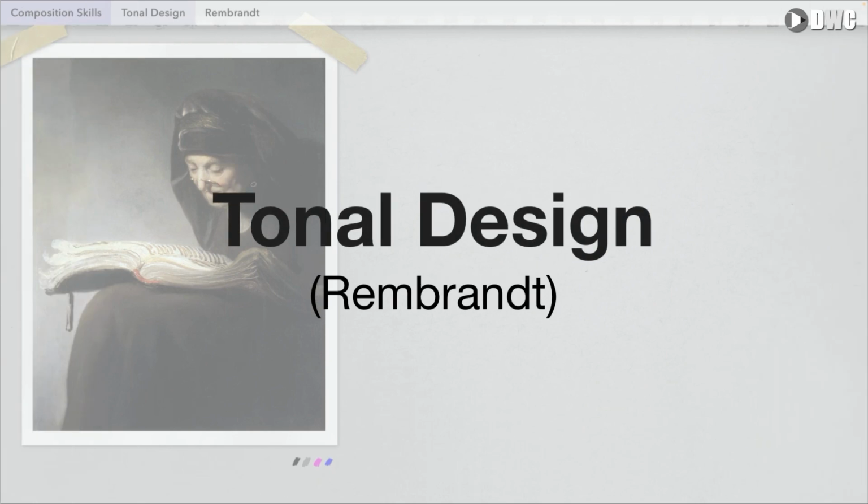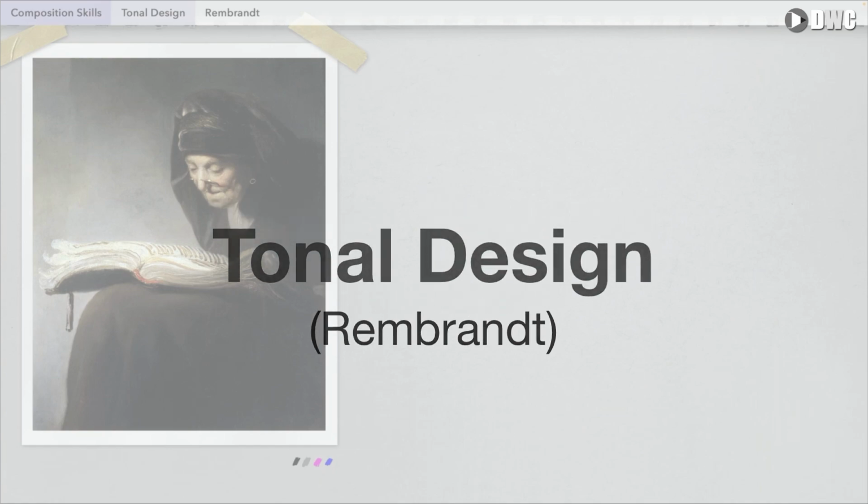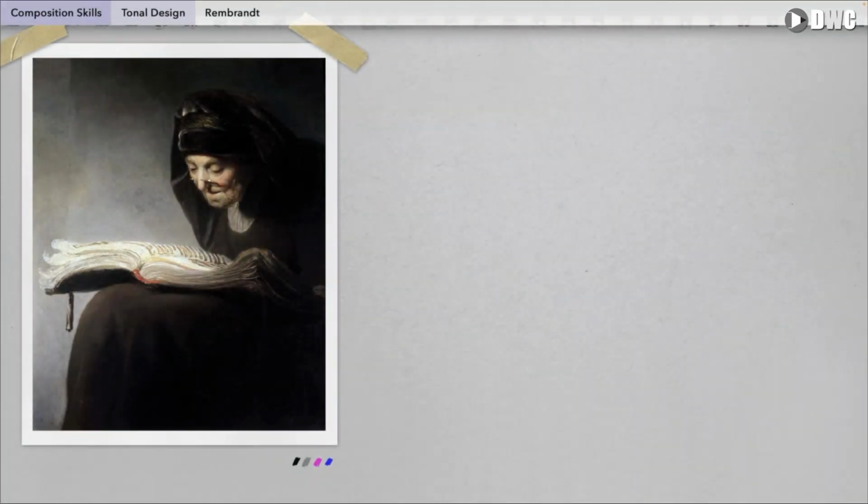Our first composition skill is tonal design, and we're going to look at one of the great masters, the great Rembrandt, and this is one of his beautiful works. Now, Rembrandt was what's known as a tonalist painter. He was an indoor painter for the most part. Tonalist painters are painters who paint dominantly with value and subdued colors, as you can see in this example.